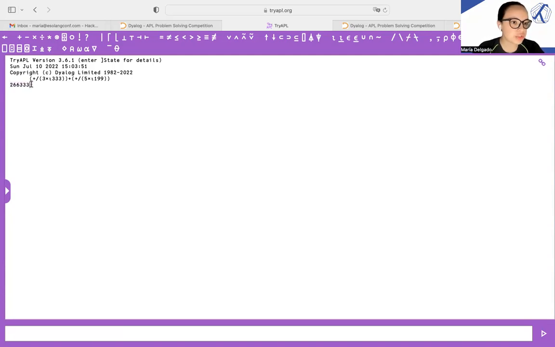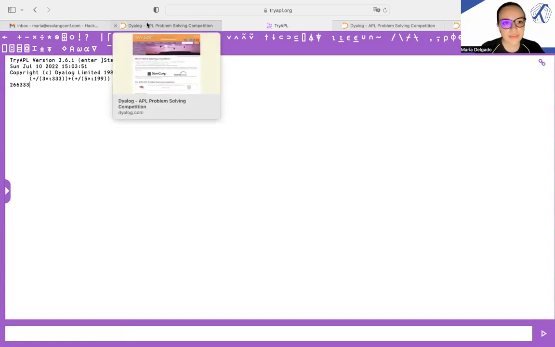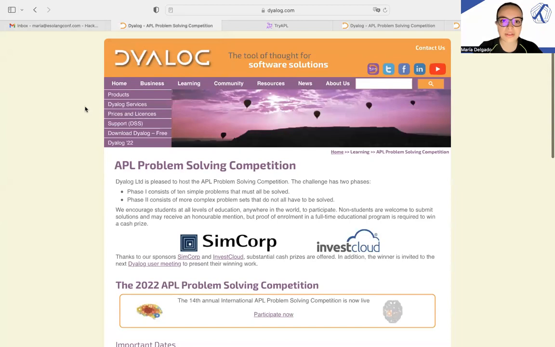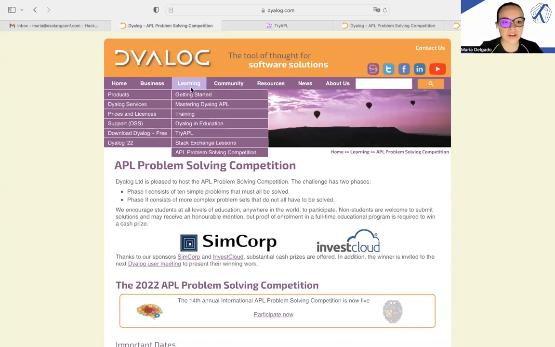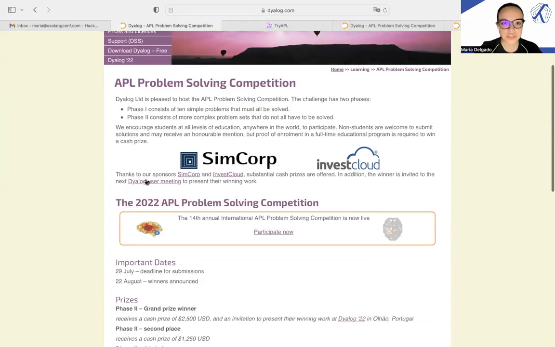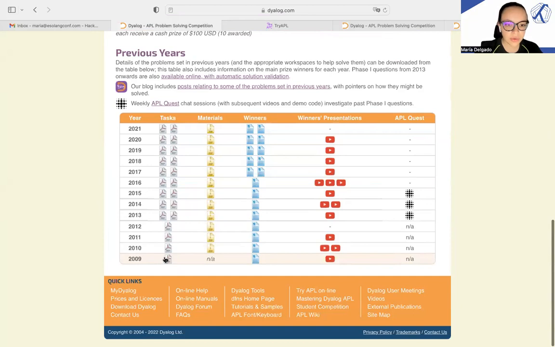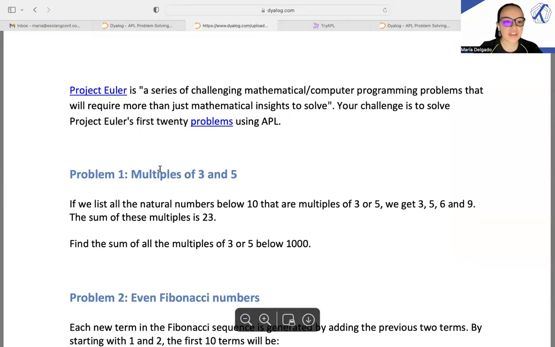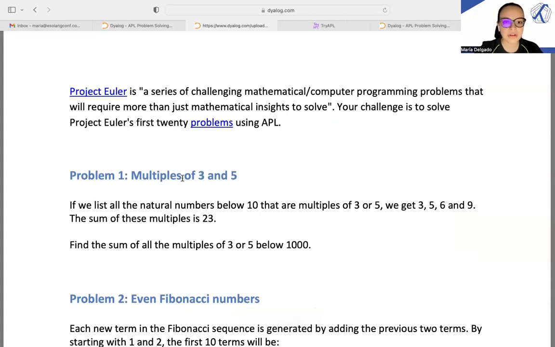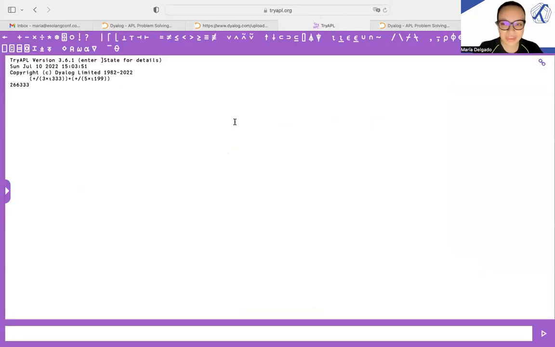So this is the solution. You can check it in your calculator or another programming language, but APL is so cool to do this. If you want to look for this problem, you can go to dyalog.com. You can click on the learning APL problem solving competition. You can scroll down and in the year 2009, you have the PDF here. And you can see that this problem was actually from Project Euler, and we've solved it in APL.